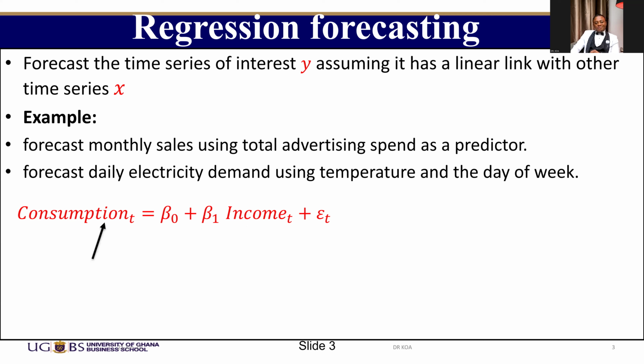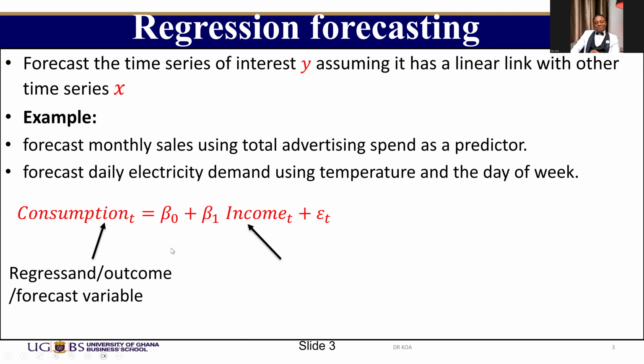The consumption here becomes a dependent variable, also called the forecast variable or the regressand. And then the income is the independent variable, also called the regressor or the predictor variable. The whole idea is that you are using this predictor, income, to forecast this consumption pattern. Then there is a final epsilon at the end. What is the name of this epsilon? The error term.